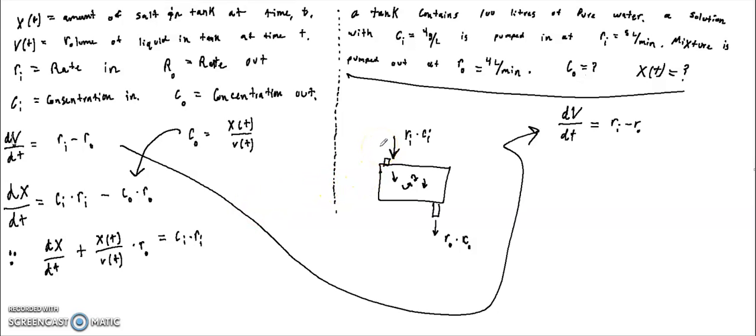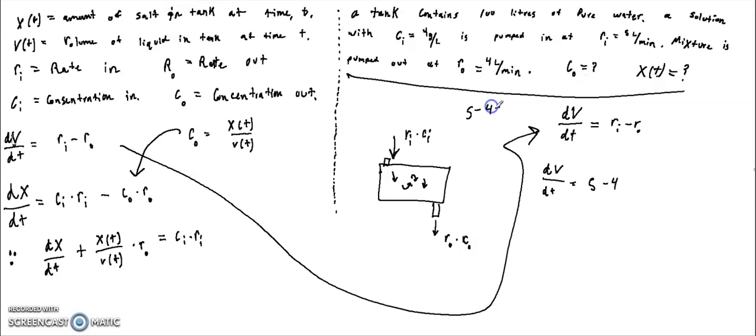So now let's jump right into this problem. dV/dt equals Ri minus Ro. What I want to do is find a function V of t so we can find out what the concentration out may be. So first of all, I just want to plug in what we have been given, which is Ri and Ro. So we can say dV/dt equals 5 minus 4. And if you think about it, we have more being pumped in than being pumped out.